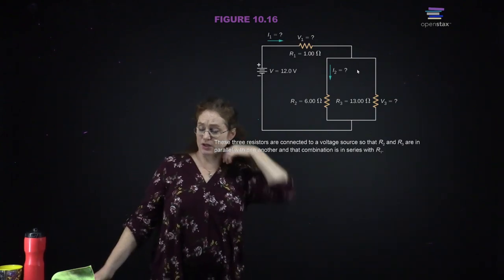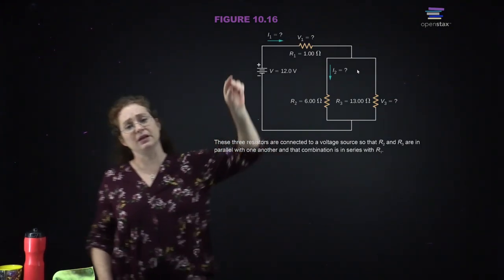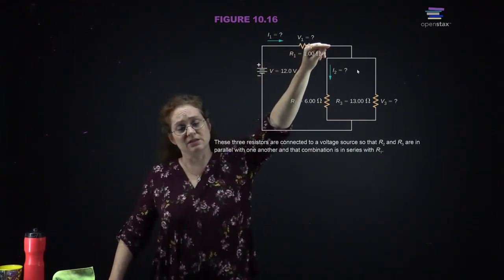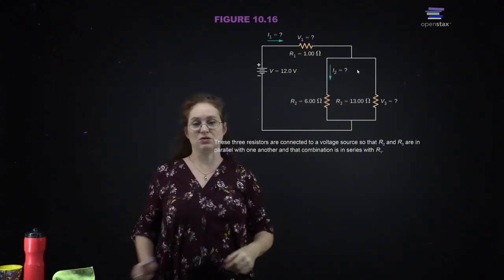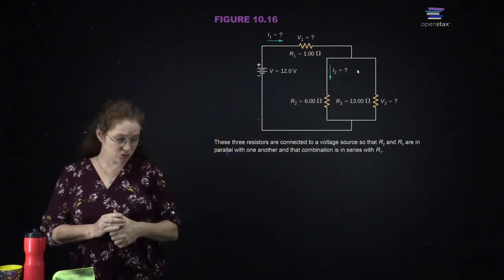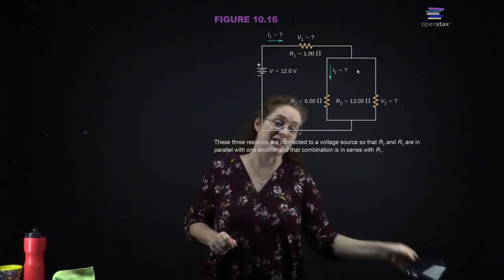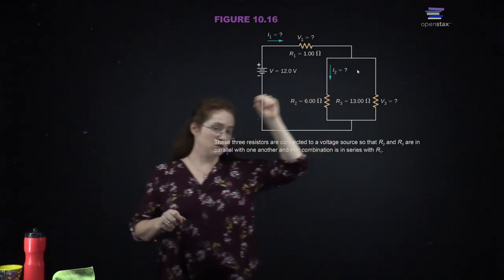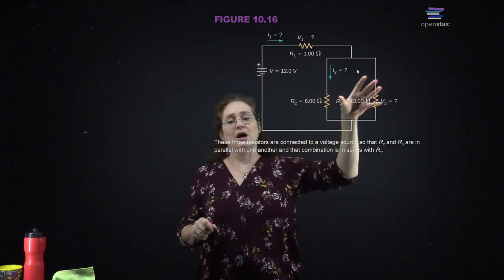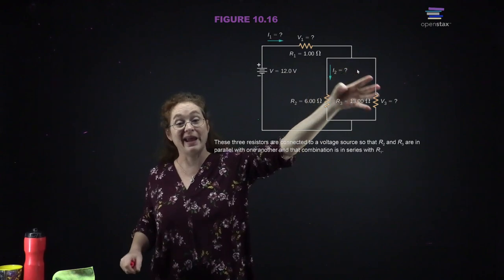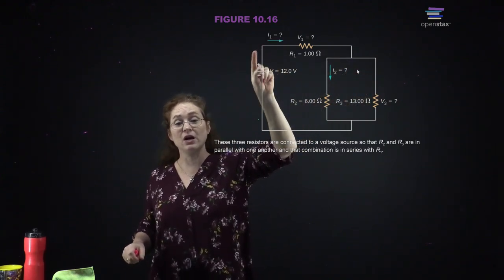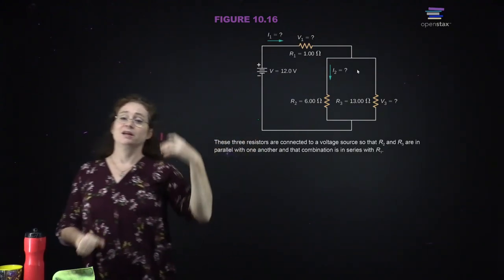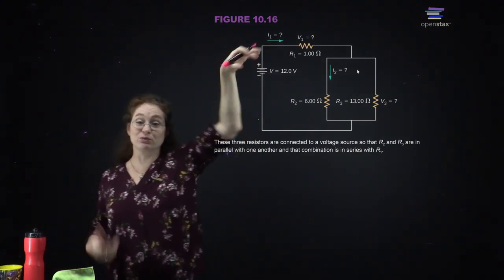Okay, this circuit is slightly more complicated. So now we have a resistor in series with two resistors in parallel. So we're going to simplify this circuit in a couple different stages. You always have to pick which one you're going to do first. So pick a circuit element that you can simplify, and you're going to start there, and then draw an equivalent circuit, move to the next circuit, and we'll redraw it completely.